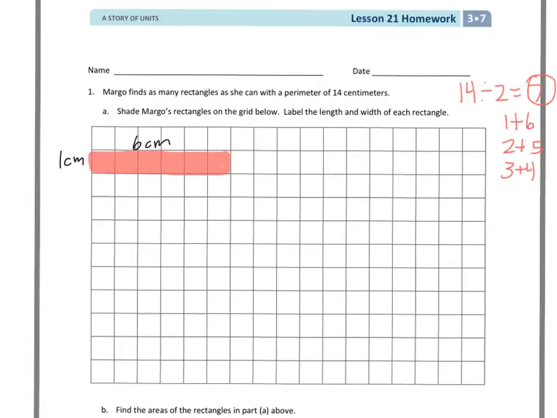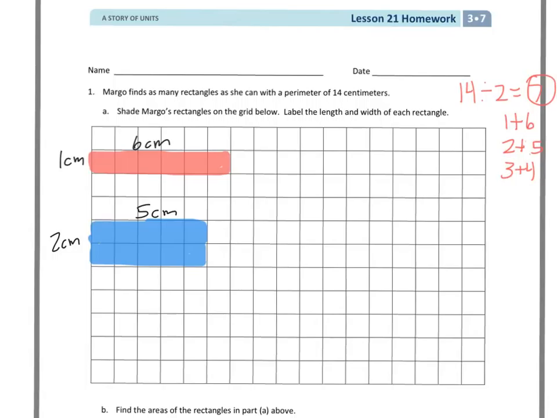My next one is going to be a 2 by 5. So I'm going to do 5 of them. And I know that that's a 1 by 5, and I got to do 2 groups of it. So now I can label that one 2 centimeters by 5 centimeters.